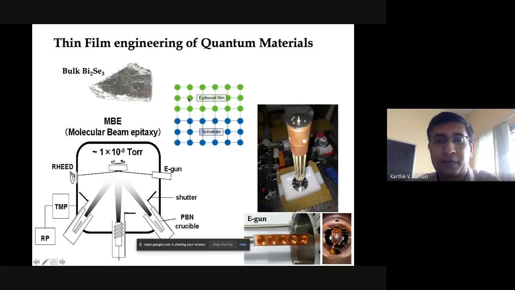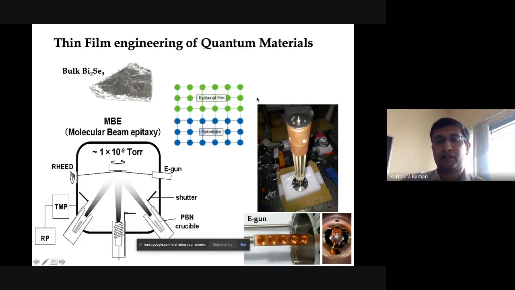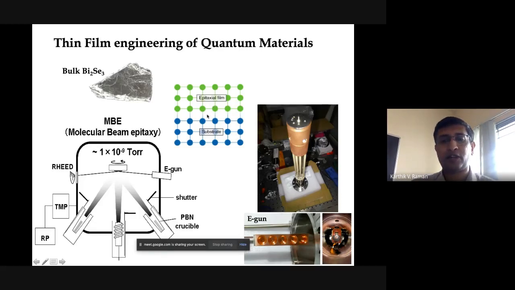So this is a concept of epitaxy, which forces the films that you're growing onto a substrate to have a lattice constant which is different from its own bulk values, but takes up the values corresponding to what is there on the substrate, and therefore introduces concepts of strain and everything. So this is what we primarily do.